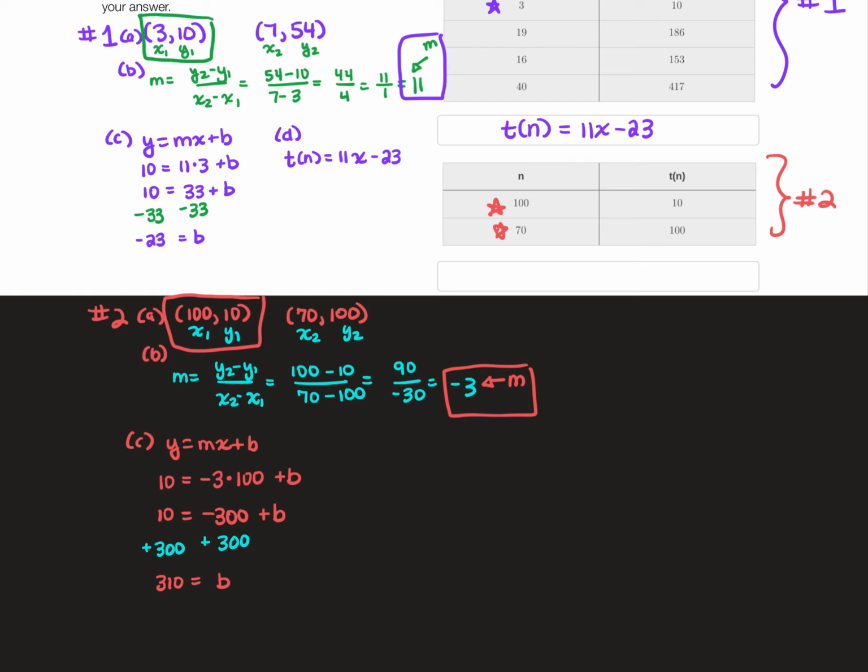So now we've got both m and b. So I can go to part D, which is writing my equation in t of n form. So t of n equals m, negative 3, x, plus b, which is 310. So our equation for that second table is negative 3x plus 310.